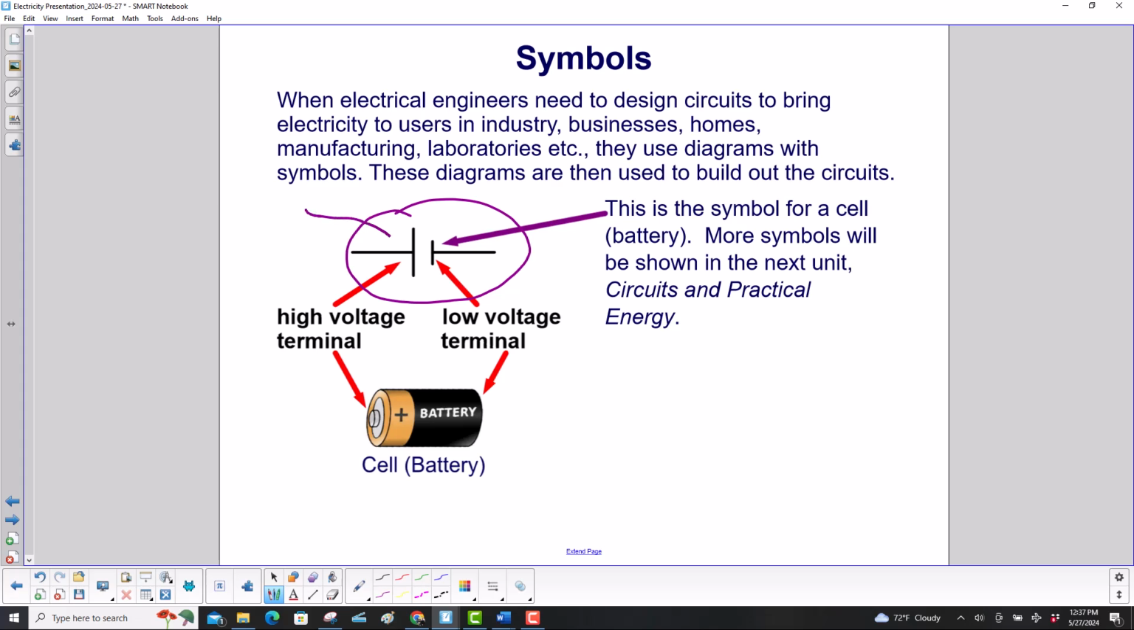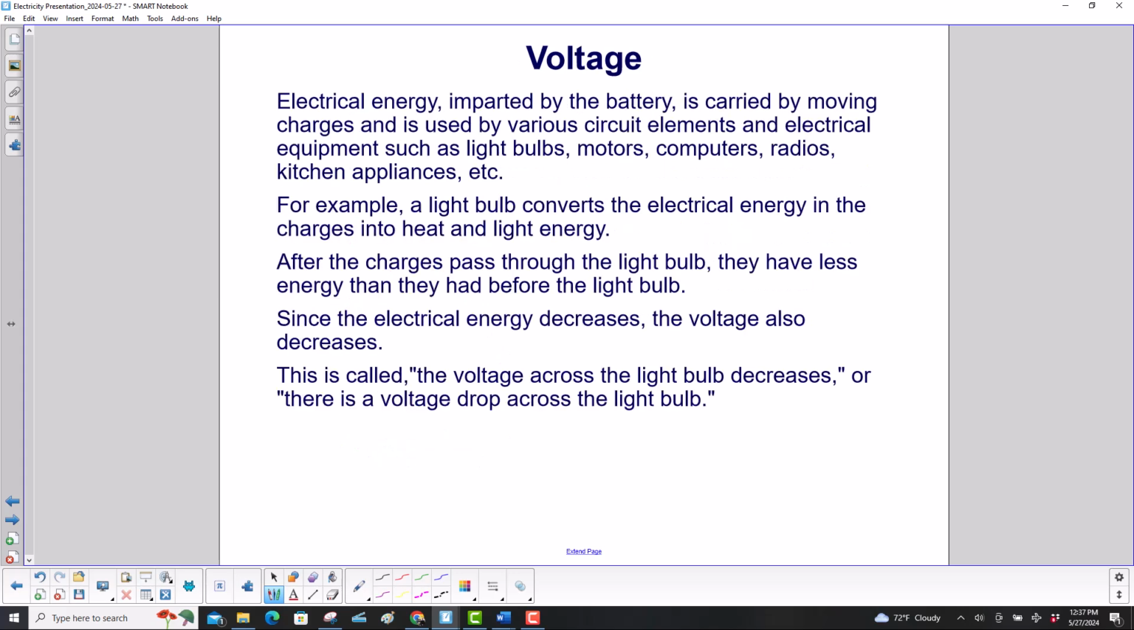So the long vertical bar here, that's the high voltage terminal, and the shorter one is the low voltage terminal. And on a cell or battery, there's your high voltage, there's your low voltage. Electrical energy imparted by the battery is carried by moving charges and is used by various circuit elements and electrical equipment, such as light bulbs, motors, computers, radios, kitchen appliances, etc.